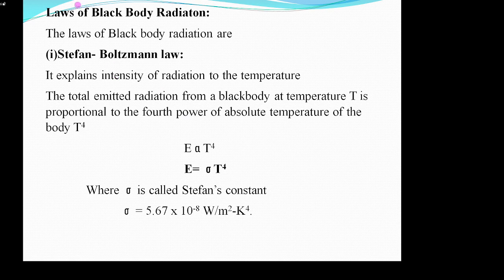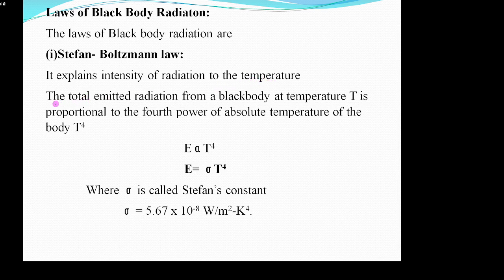Next one is laws of black body radiation. There are 3 laws of black body radiation. First one is Stefan-Boltzmann law. So what does this law give? It explains the dependence of intensity of radiation on temperature, how intensity of radiation depends on temperature.